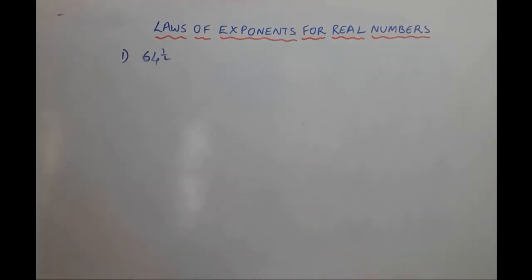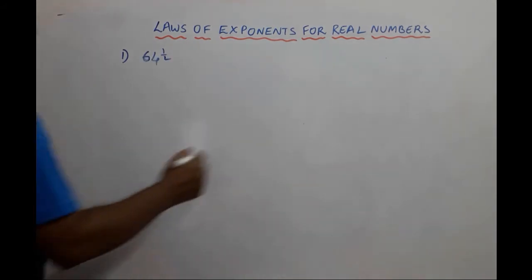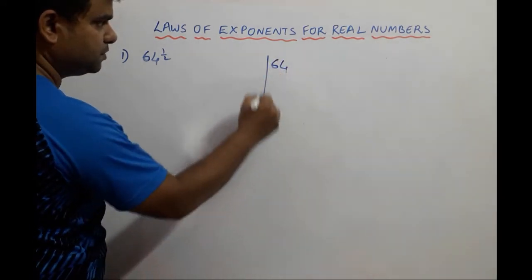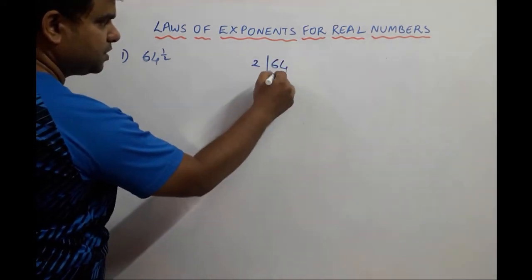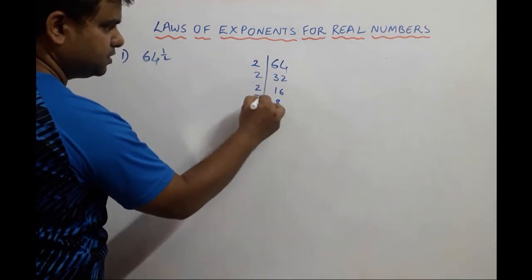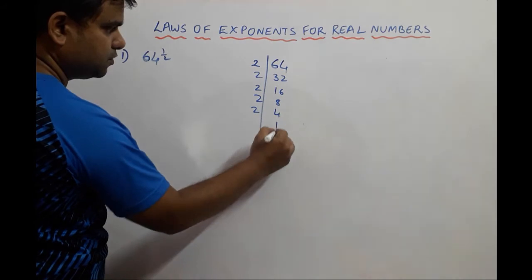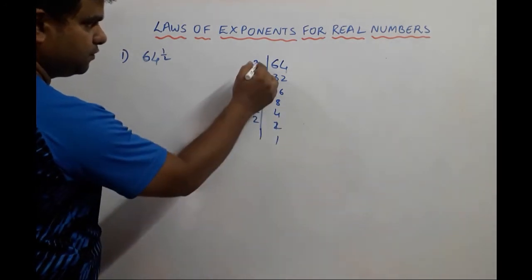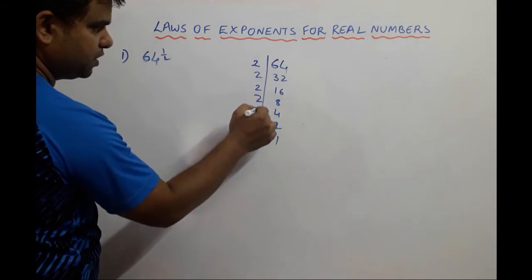The previous problem could also be solved by factorization. In factorization we always factorize with prime numbers. So we'll take 2 as a prime number. 2, 32, 16, 8, 4, 2, 1. So we have 1, 2, 3, 4, 5, 6.